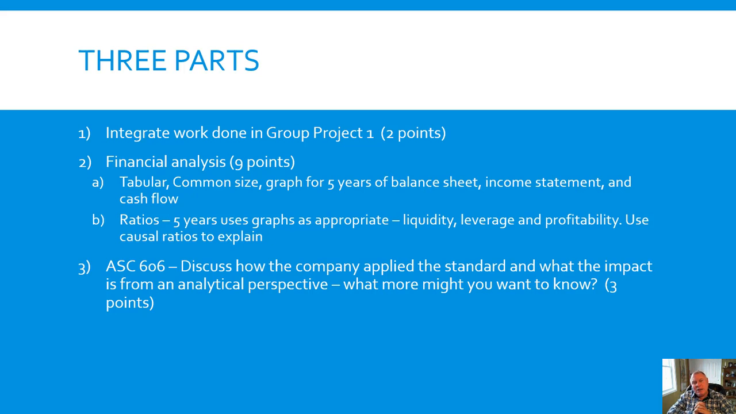The remaining 3 are around ASC 606. Discuss how the company applied the standard and what the impact is from an analytical perspective. What more might you want to know? And that's 3. So those are the 3 parts. Each area will be separately graded.